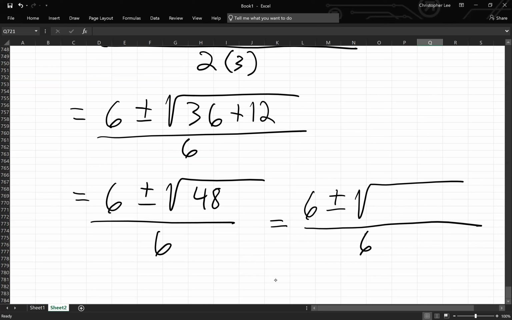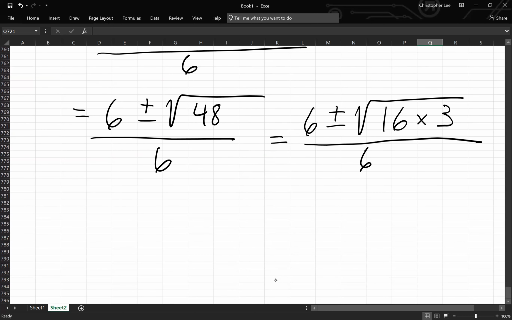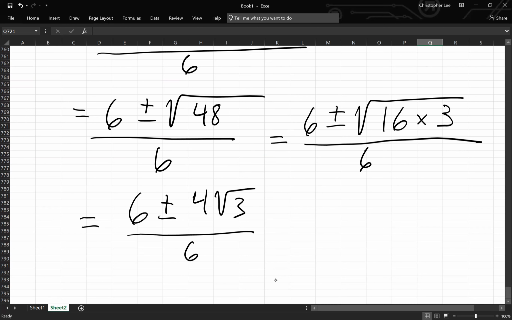What's the perfect square that goes into 48? Feel like you were about to say it. Not 7. Not 6, where you're close. 4 does. No. 16. Now we're talking. Times what? Very good. And then the square root of 16 is? Very good. So this is 6 plus or minus 4 square root 3 over 6.